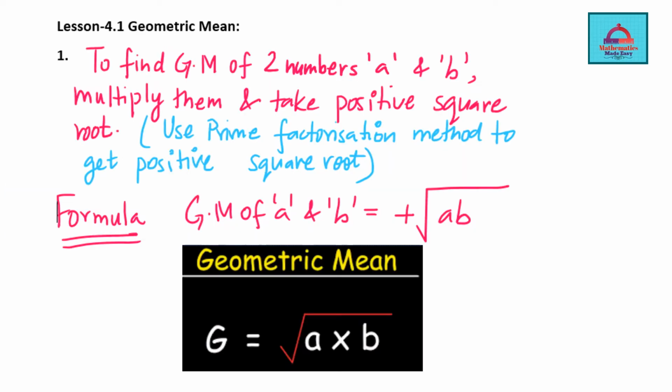Okay, so let me give you the formula that will be used to find the geometric mean. This is a very easy formula. If you need to find the geometric mean of two numbers a and b, the rule is just to multiply them, a multiplied with b, and then take the positive square root. And if you want to do it without the calculator, the trick is to use the prime factorization method to get the positive square root. So let's see in the next slide how we do the prime factorization method to get the positive square root and get the geometric mean of two numbers.